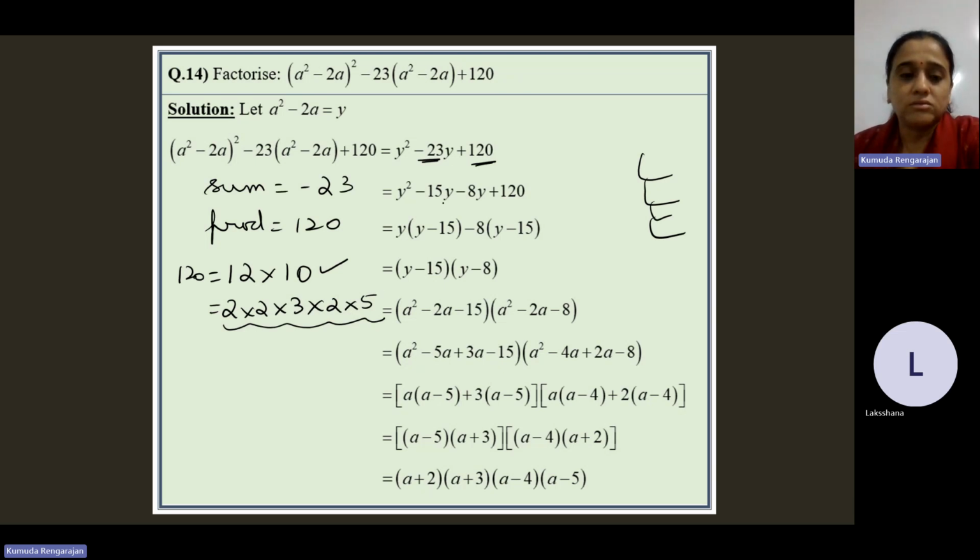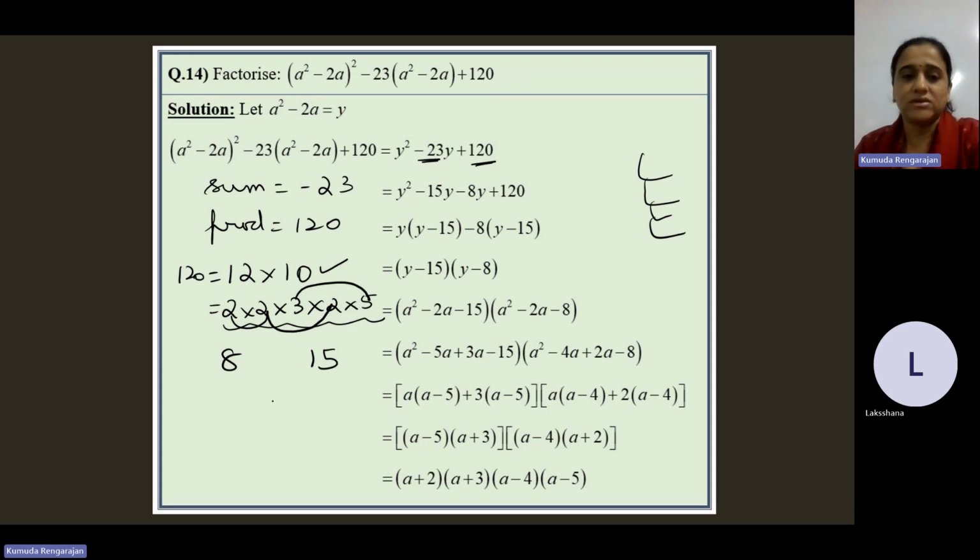All right. 3 fives are 15, and 2 twos are 4, 4 twos are 8. So 8 and 15. When you add 8 and 15, you get 23. You don't get minus 23, but you get the absolute value 23. 8 and 15 gives you 23.